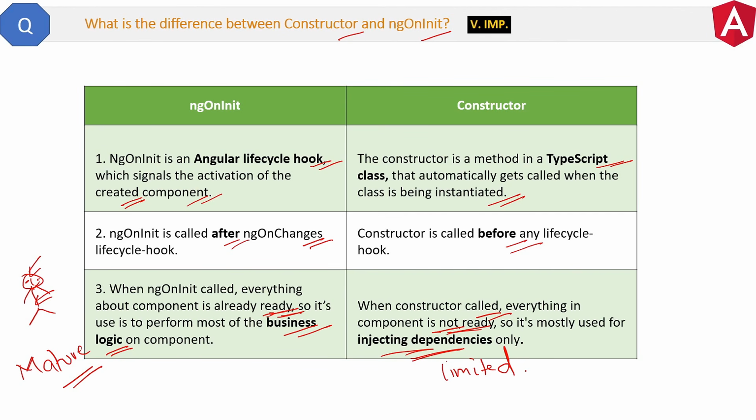Why do we inject dependencies in the constructor? Because dependencies do not have anything to do with the component's maturity. It is not related to whether your component is created or not created. That's why I inject dependencies in the constructor. I hope now the differences are pretty clear to you, and you can explain these same differences in front of the interviewer easily. If you have any queries, then please ask me in the comment section.